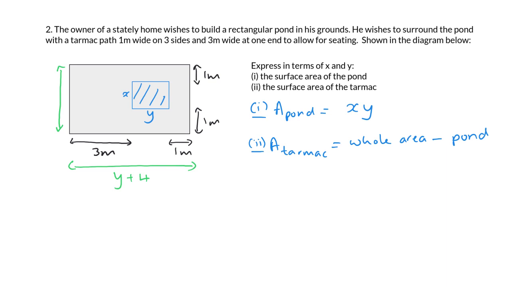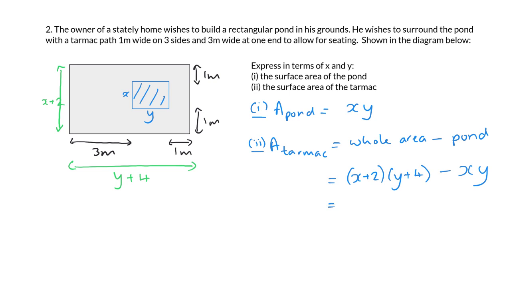And then the width, we've got a meter, we've got the x for the pond, and we've got another meter. So we've got x plus 2 meters. So the whole area is x plus 2 upon y plus 4. And the pond we found out in the first part was xy.